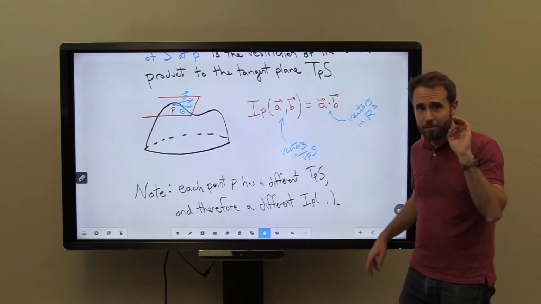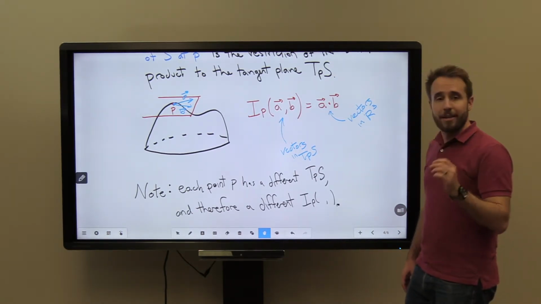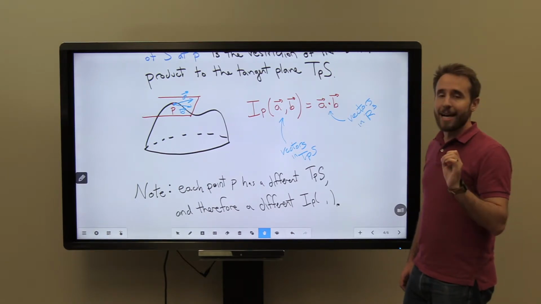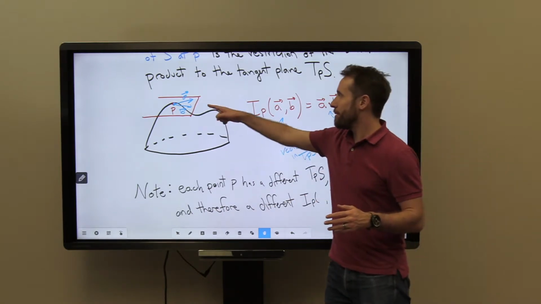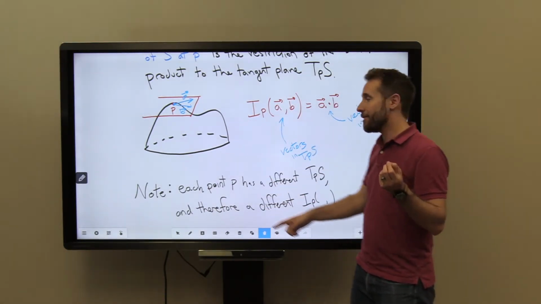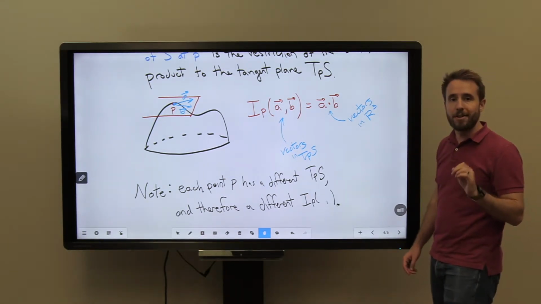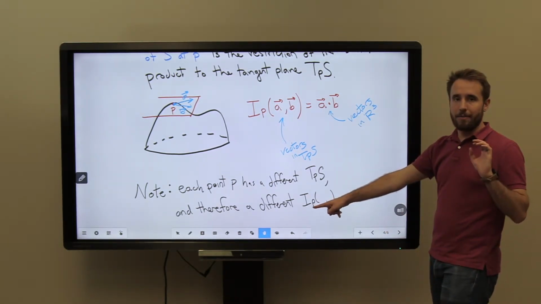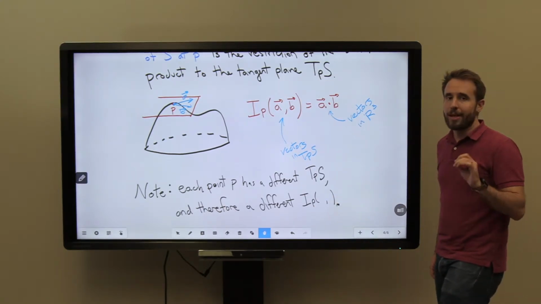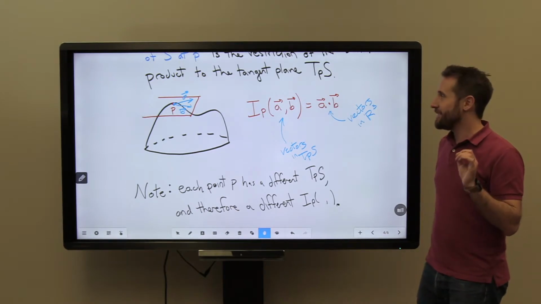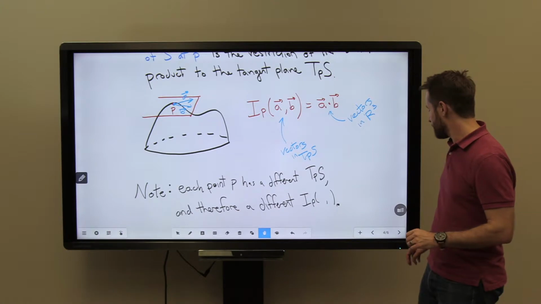Now, it's worth explicitly pointing out, and I'll remind you of this again down the road, but every single point P has its own unique tangent plane associated with it. If I had chosen a different point P, I'd be looking at a different tangent plane here. And therefore, every point P has a different first fundamental form, right? A different first fundamental form at P. So if we're looking at a different point P, we have a slightly different tangent plane and therefore a slightly different first fundamental form.